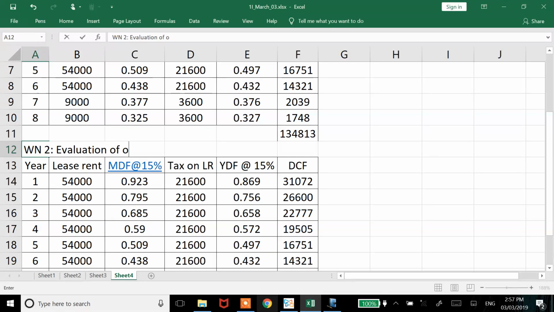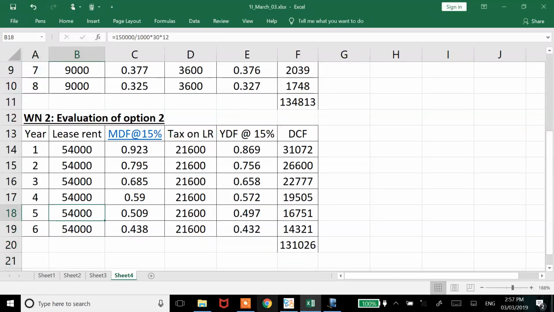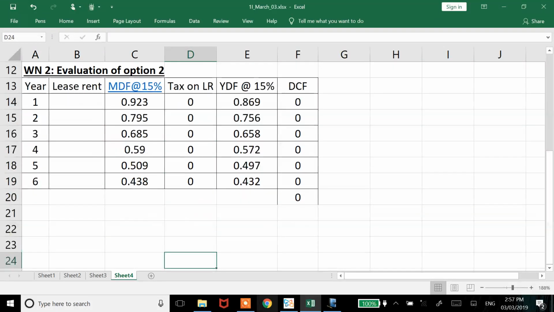Any doubts on option 1? Do option 2. It's an 8-year problem. Eight-year computation. There's no hidden adjustment there. Option 3 has a little bit of an adjustment.